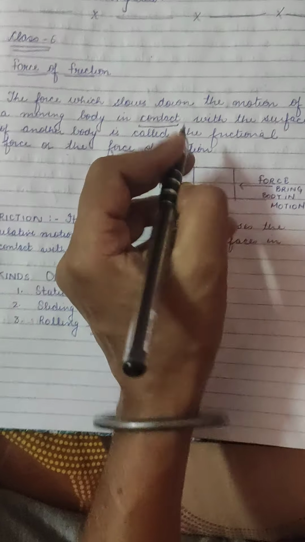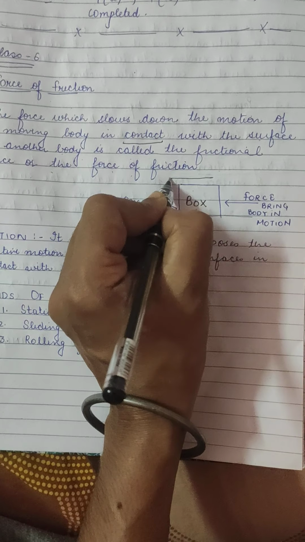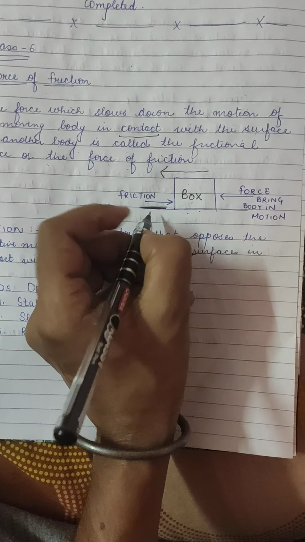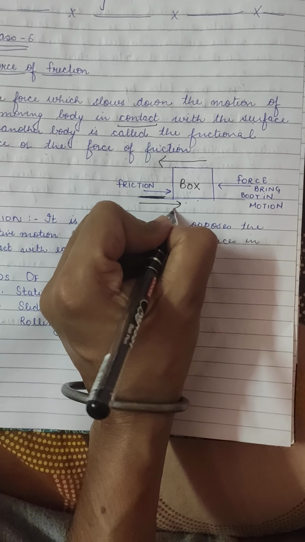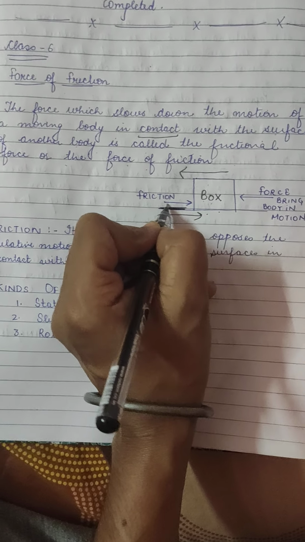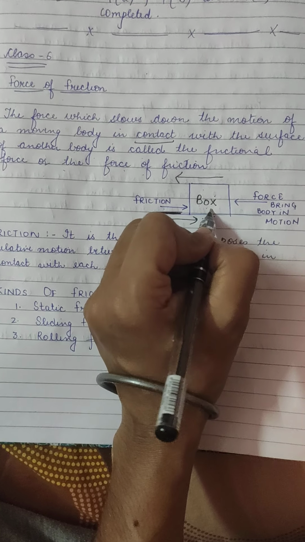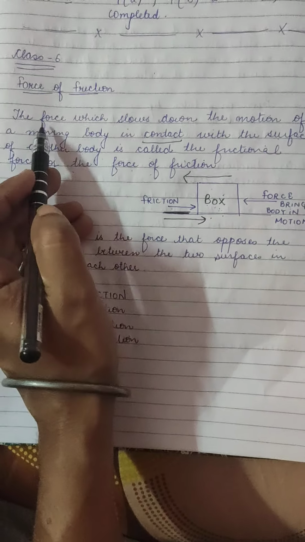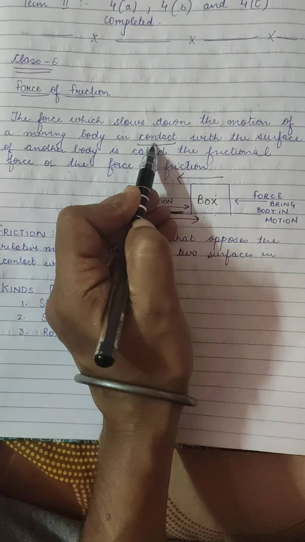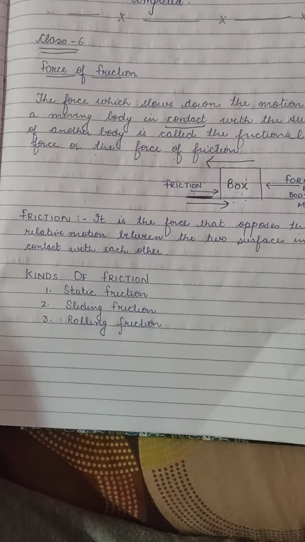See, there is a box here, and I want to move this box in this direction. What is this floor doing? It is applying a force in the opposite direction. This box and this floor are in contact with each other, and this force is opposing the force on the box. So it slows down the motion of the body. The force which slows down the motion of a moving body in contact with the surface of another body is called the frictional force.